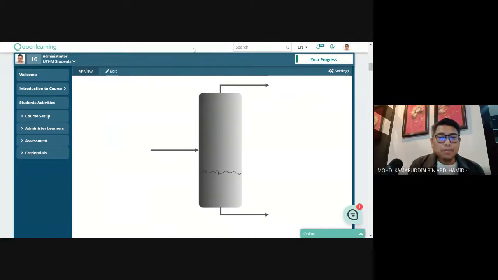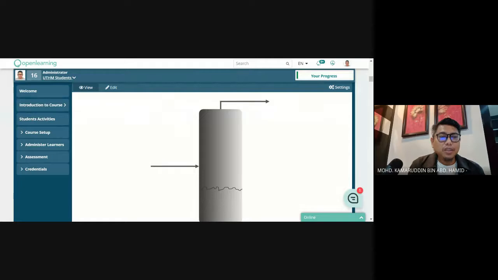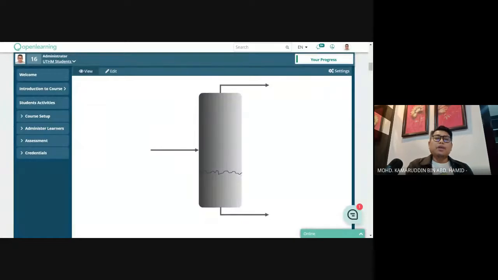You all tak boleh akan ada separation kalau ada single phase. So make sure that there is a two phase occurring there, VLE. There is a vapor occurring there, and liquid also occurring there in the system. Therefore, you may do some separation. And the degree of separation, itu kita kena analyze.